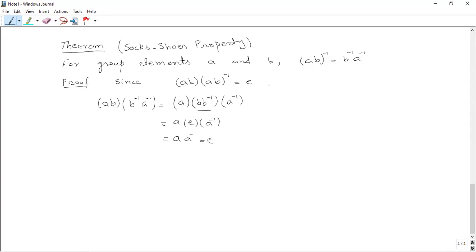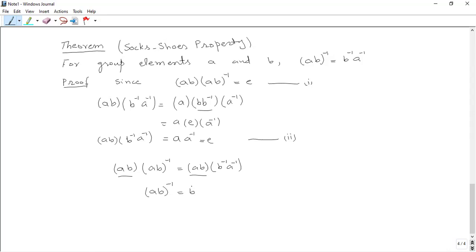Okay, we have two equations. The first one is this, and the second one is this one. If we compare these two, because the right hand side of both equations is the same, therefore the left hand sides are also equal. And since we know the cancellation law, the common element can be cancelled, and we have (ab) inverse is equal to b inverse a inverse.